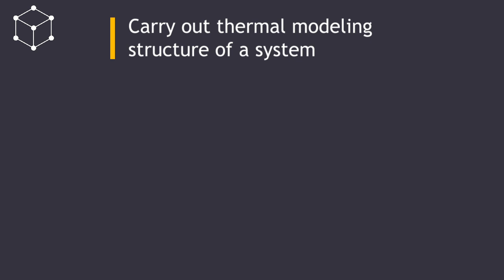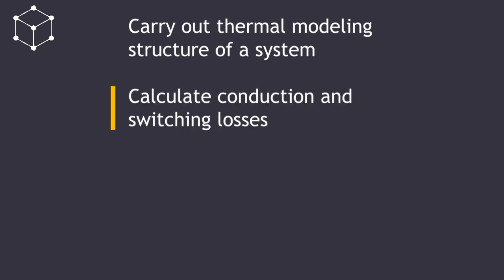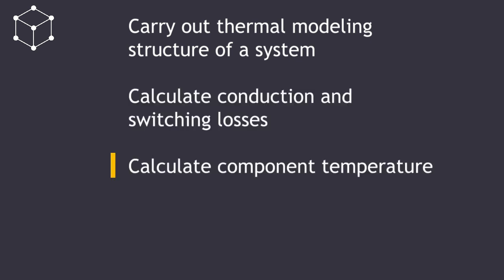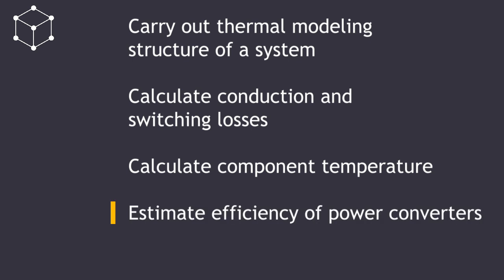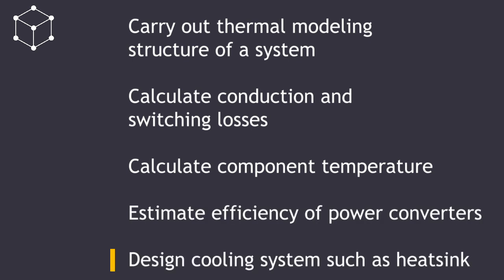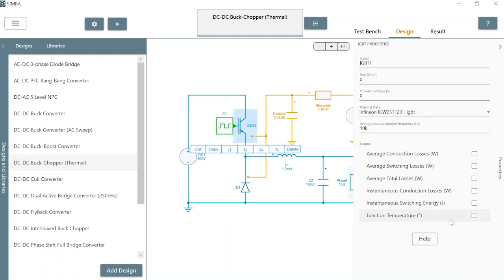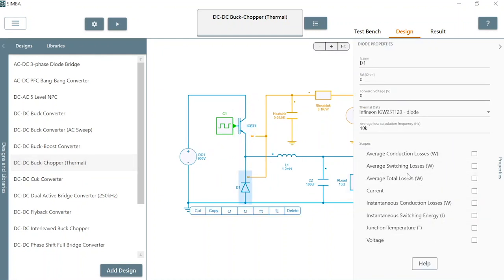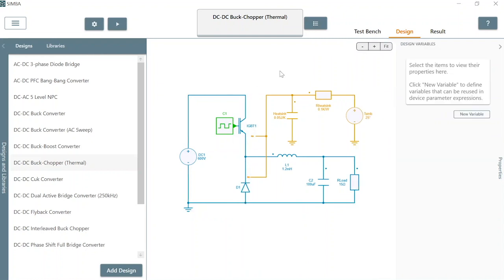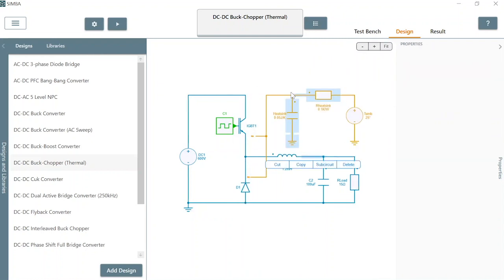This feature can help you to carry out thermal modeling structure of a system, calculate conduction and switching losses, calculate components temperature, estimate efficiency of power converter, design cooling systems such as heatsink. Let's show this from a schematic thermal_buck, which allows to set up thermal modeling techniques, calculates both conduction and switching losses of 1 IGBT, determine junction temperature of the semiconductor, implement thermal network for the heatsink.